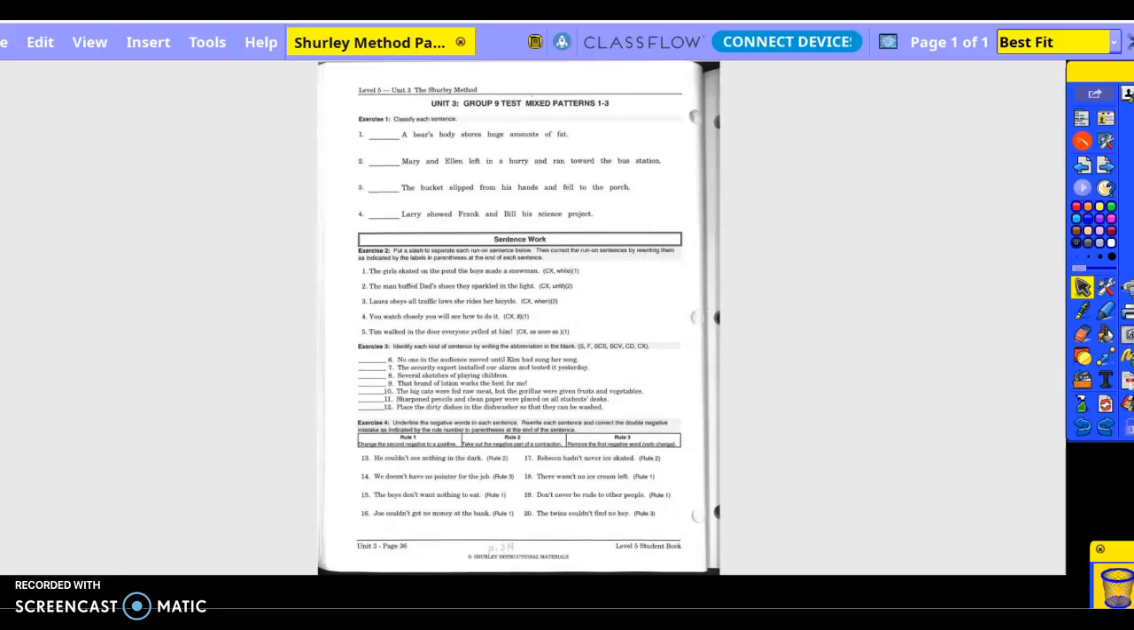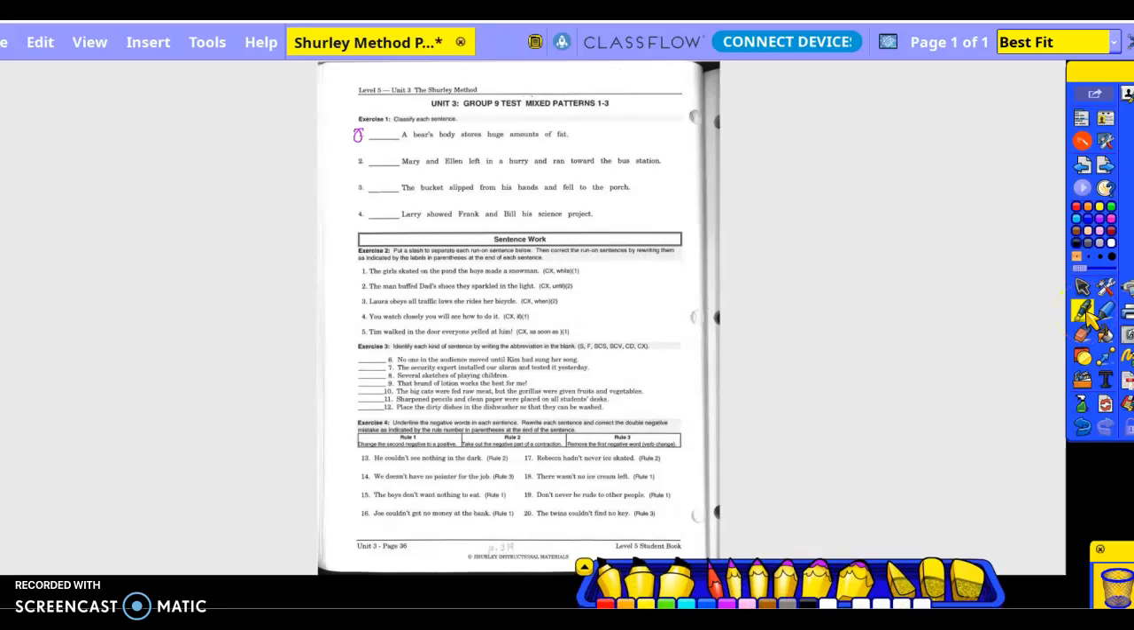Shurley method, page 36, exercise 1, part 1. And we're doing mixed patterns, so they're not all the same pattern, okay? So you guys are going to do number 1 for homework. And this pattern is subject, noun, verb, transitive, direct object, pattern 2 check. So that one will not have an indirect object in it, okay?